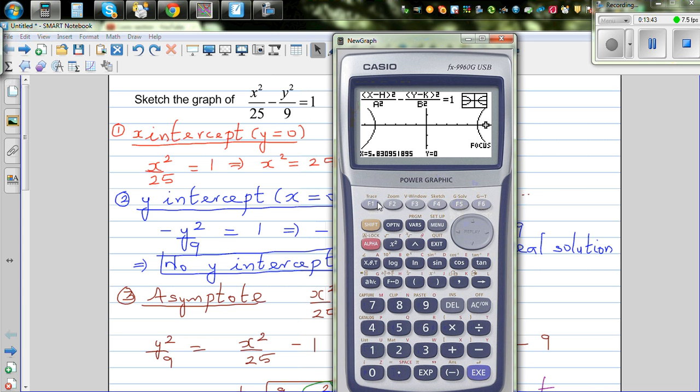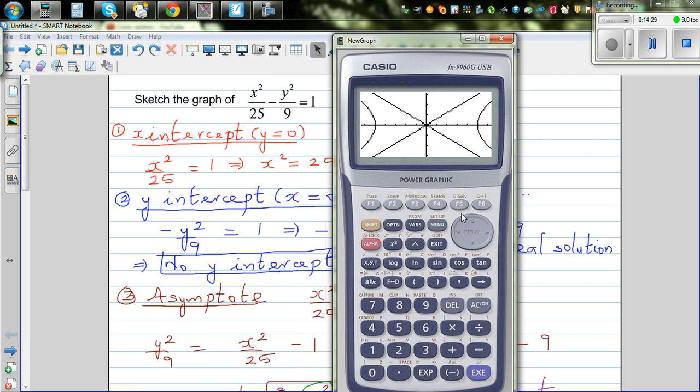So let's check. The focus is 5.8, and if you press this, minus 5.8. That's the first thing. The x-intercept is 5 and negative 5. The y-intercept is not found. And G-solve, your vertex: the x-intercept and vertex are one and the same. And these are the asymptotes. Do you have anything more? Of course, you have your center, which is 0, 0. I didn't talk about the center. The center is 0, 0.